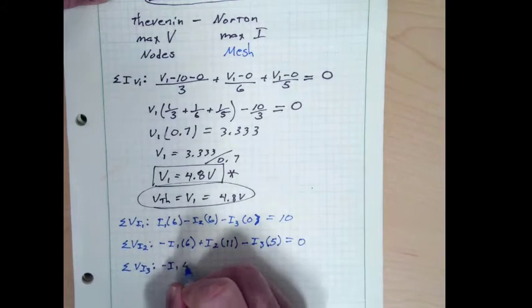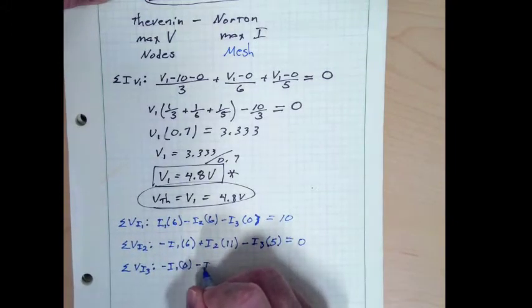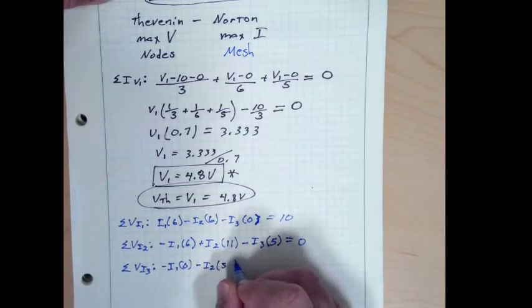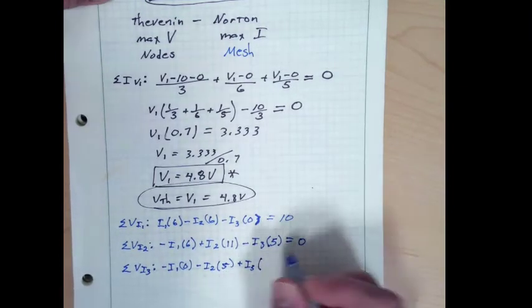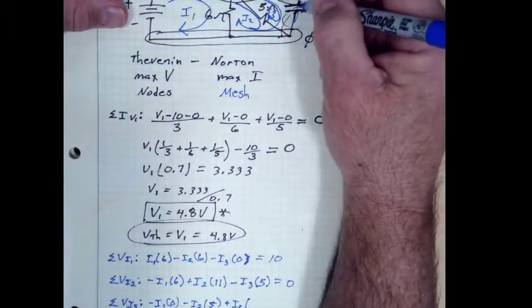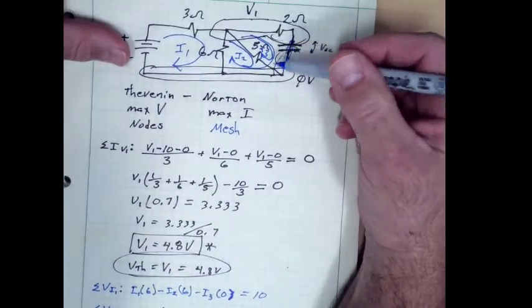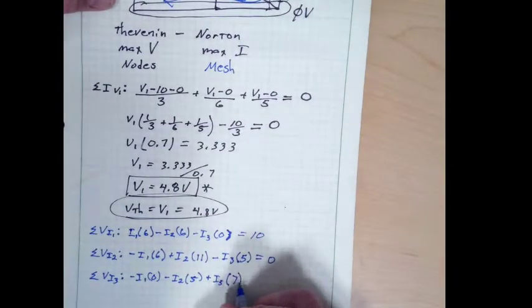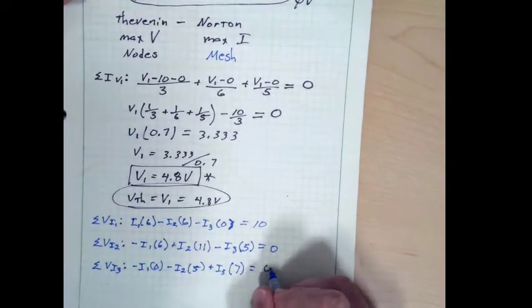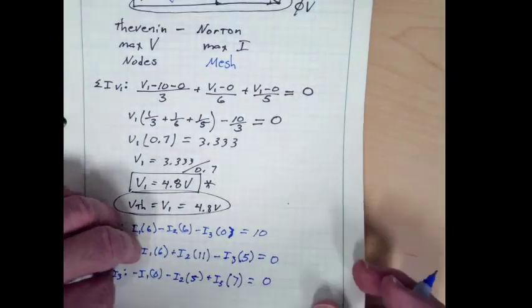I1 does not touch it, so it's just 0. I2 times 5 plus I3 times, and since we're shorting that, so we have a 5 and a 2, which makes 7. No voltage source there, so that's a 0. And since we have 3 equations, the easiest method to deal with that is to use a matrix.